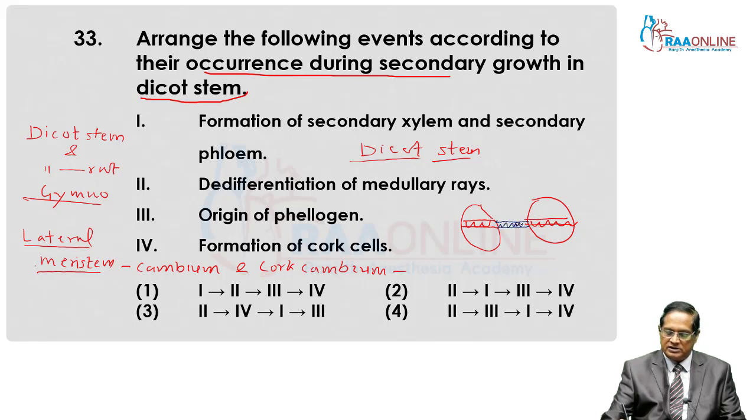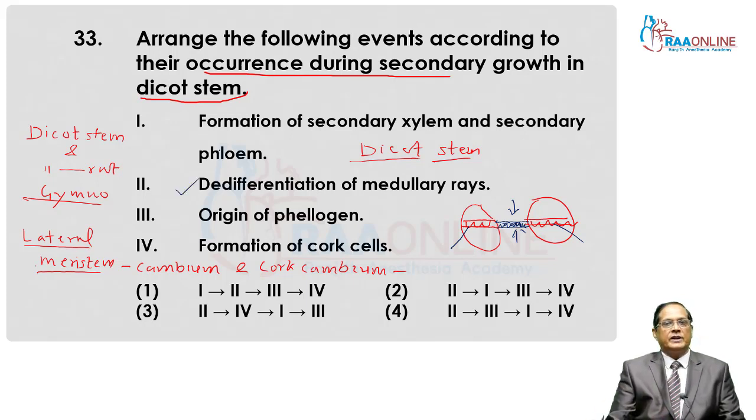This is seen only at the time of secondary growth. Medullary rays undergo differentiation and form interfascicular cambium. This is fascicular cambium, this is fascicular cambium, and in between them interfascicular cambium is there. So first, for the formation of the cambium ring, there is a differentiation of medullary rays.